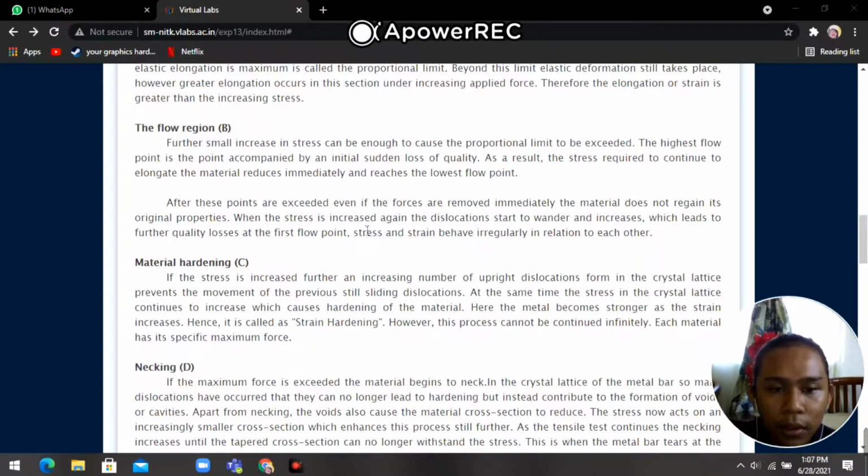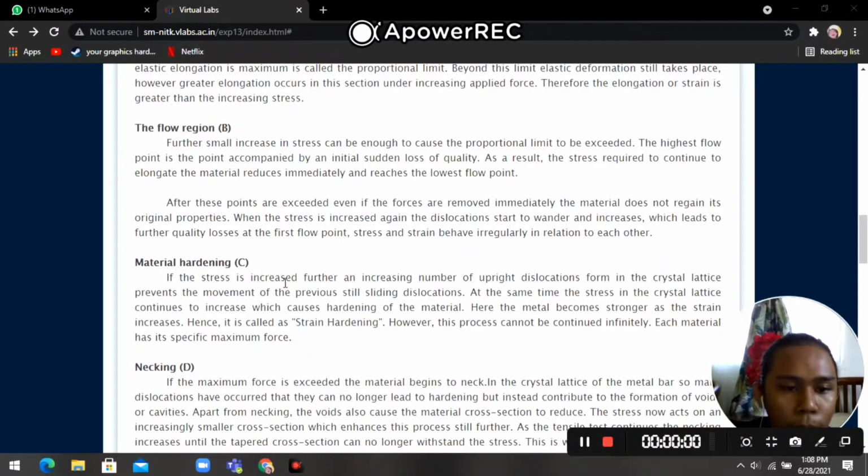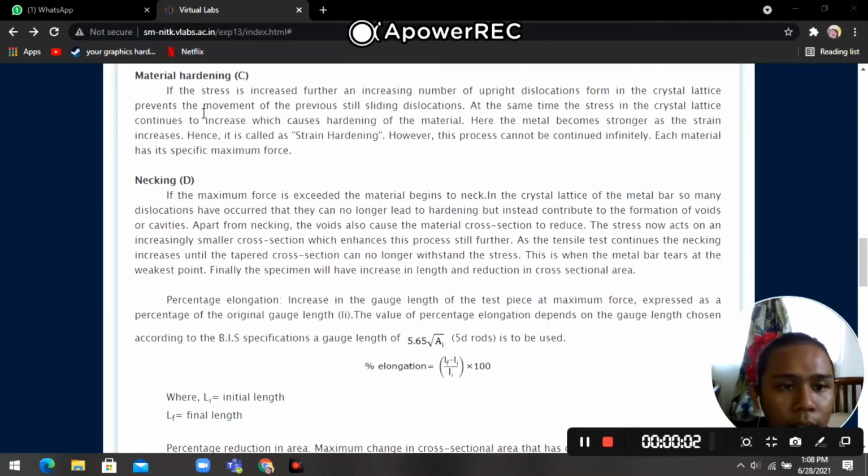When the stress is increased again and the dislocations start to wander, an increase which leads to further quality loss at the first flow point. Stress and strain behave irregularly in relation to each other. Material hardening, C.